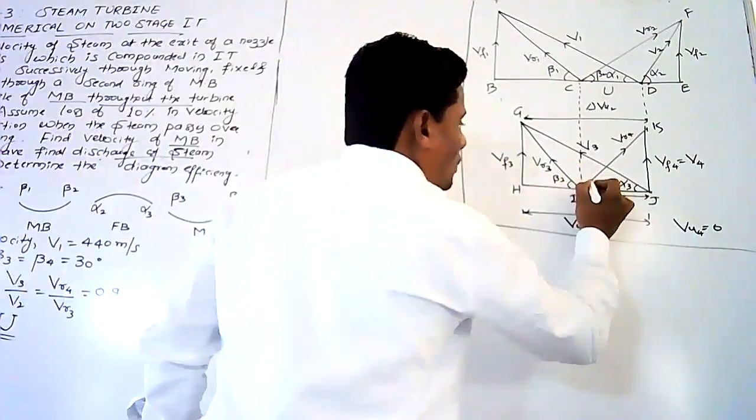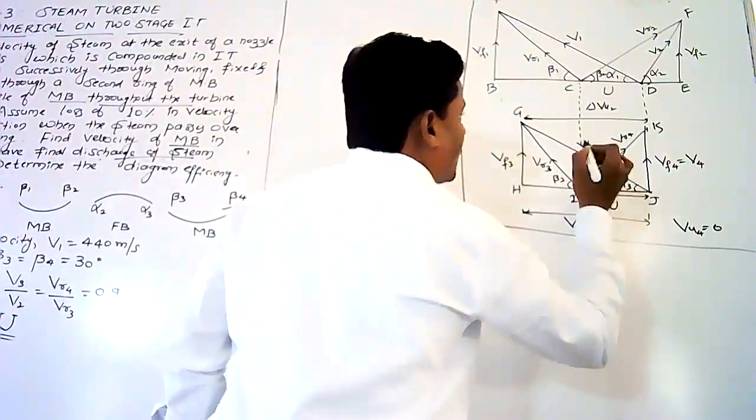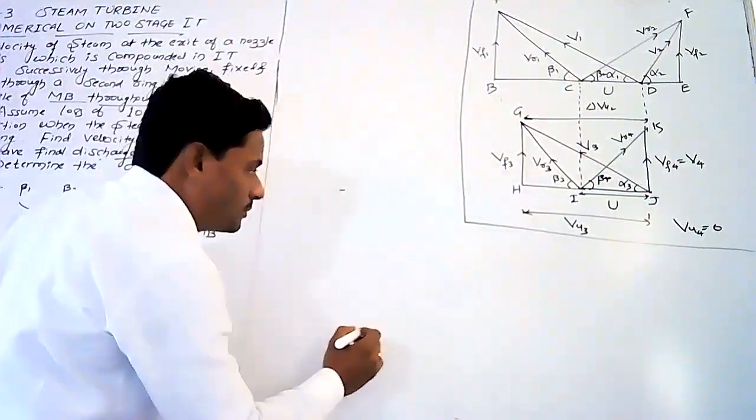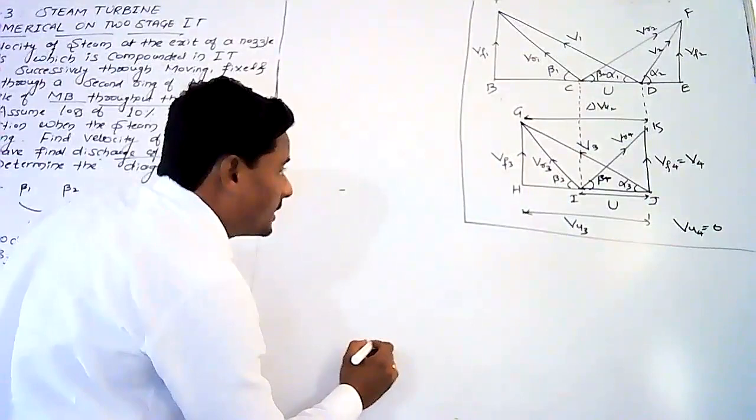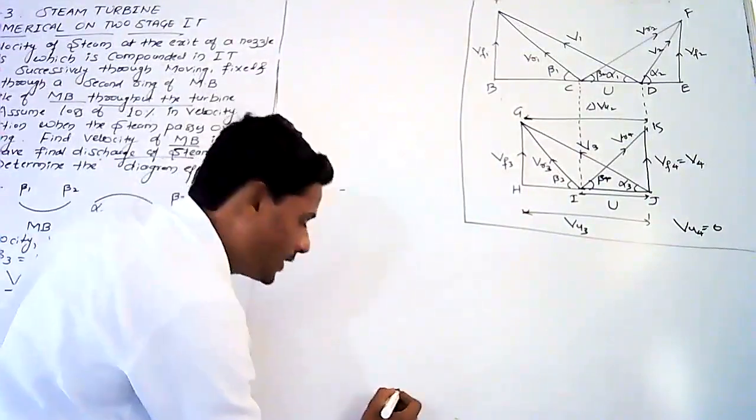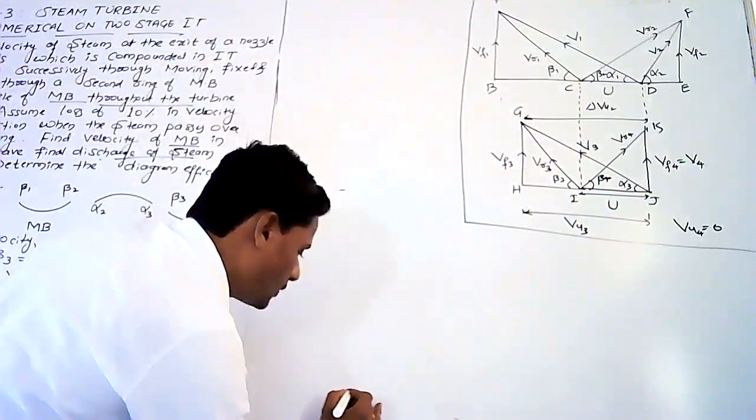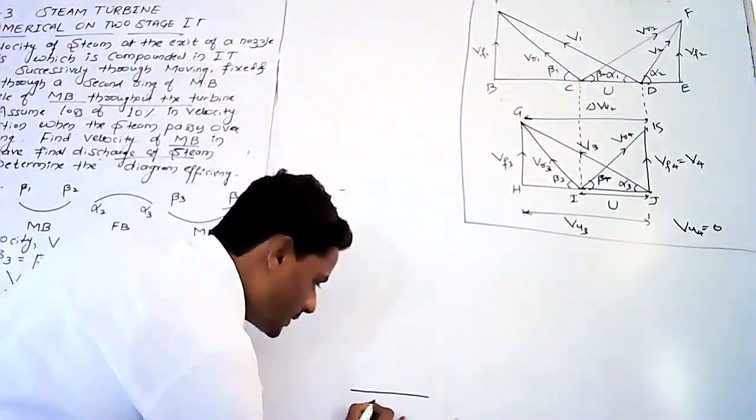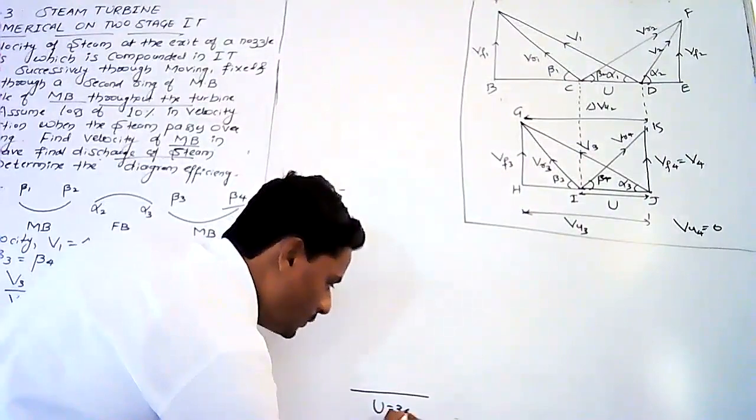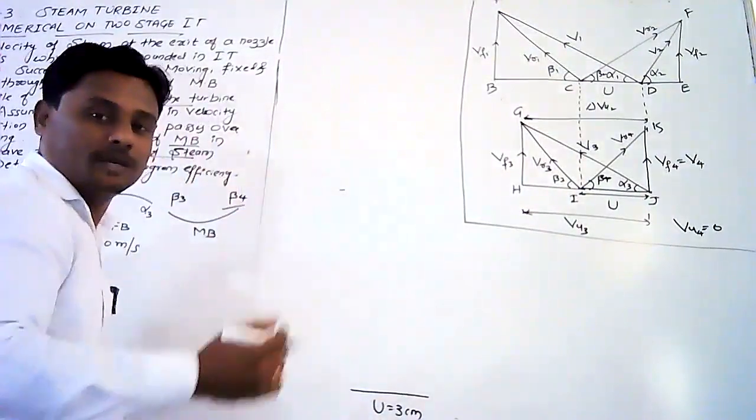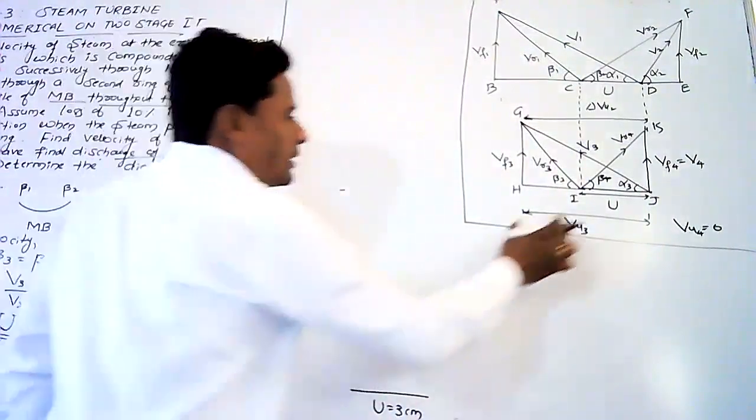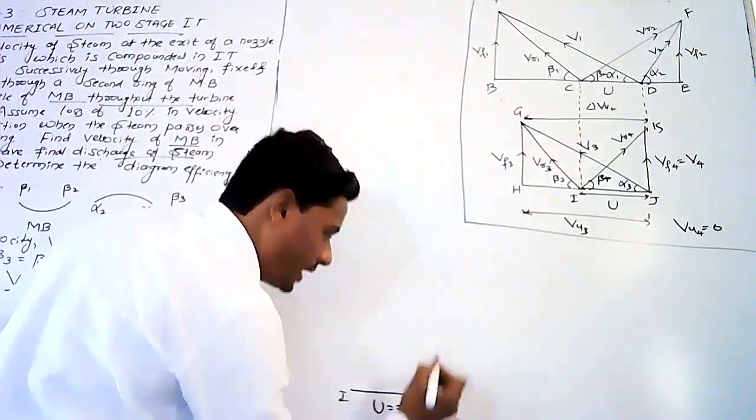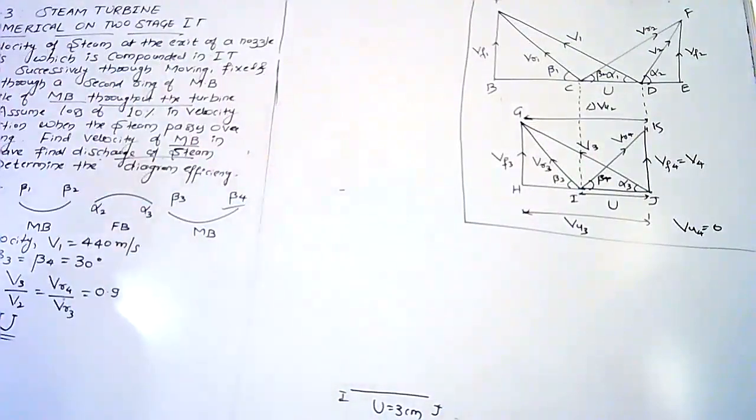How to solve this numerical? First listen, and thereafter you can copy. We have to assume a suitable length for u here. Let me take u equals 3 centimeter. So IJ is 3 centimeter.